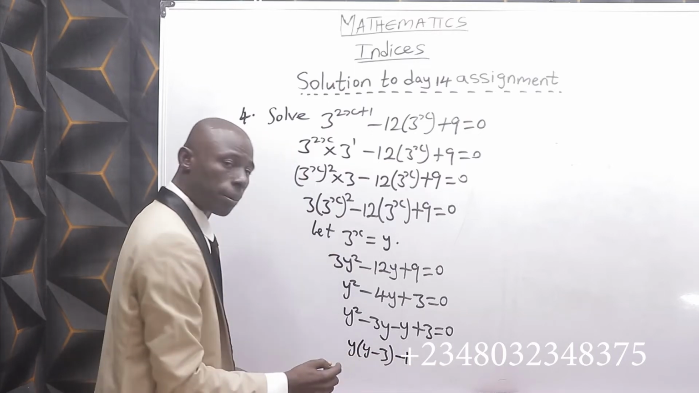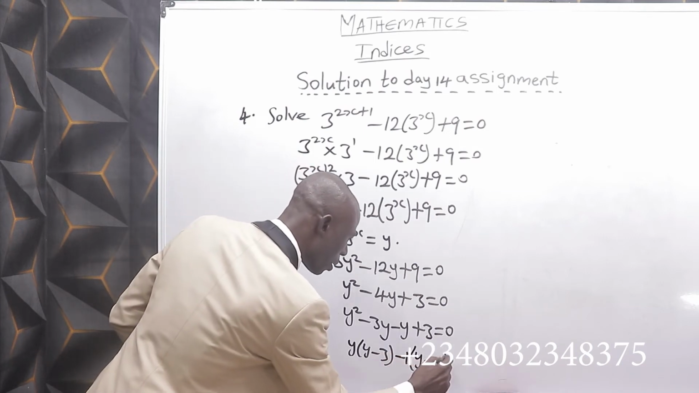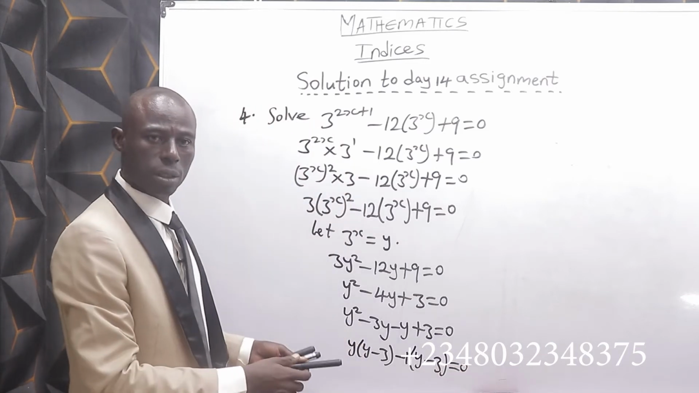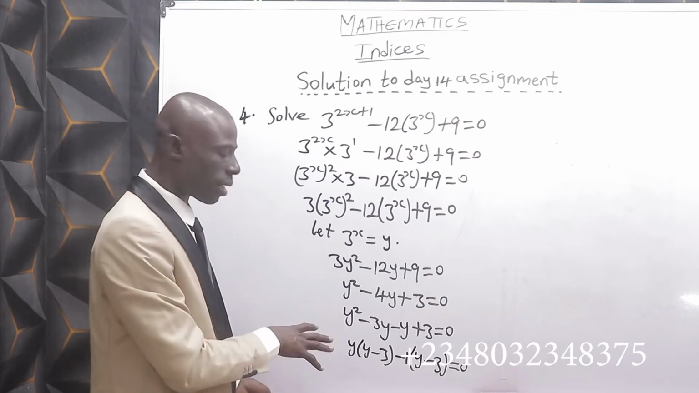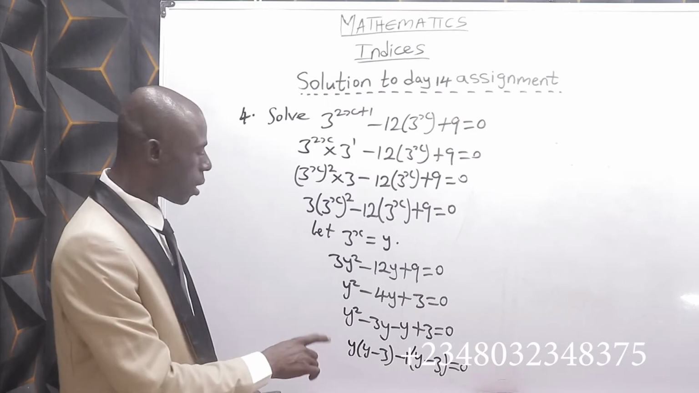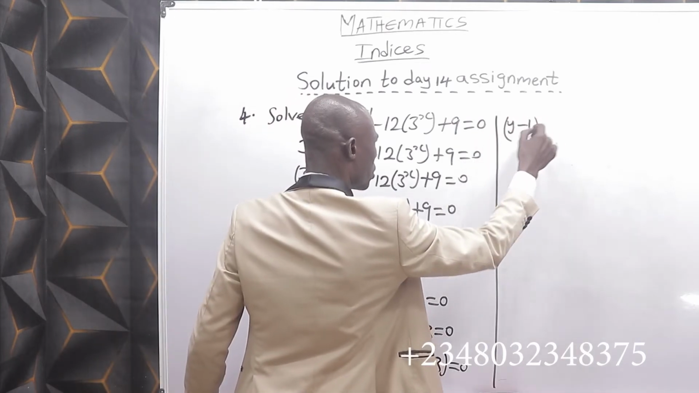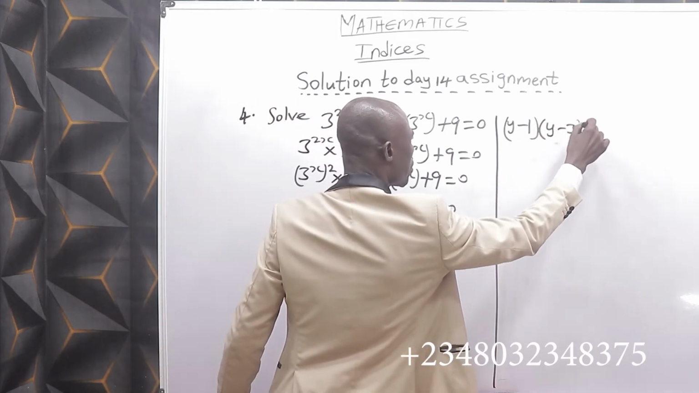Minus 1 is common here, into y minus 3 equals 0. We have done that before. I've taught you this. This is just, by the way, something we have done, so I'm just referring to it. I'm not really teaching that. So we have y minus 1 into y minus 3 equals 0.